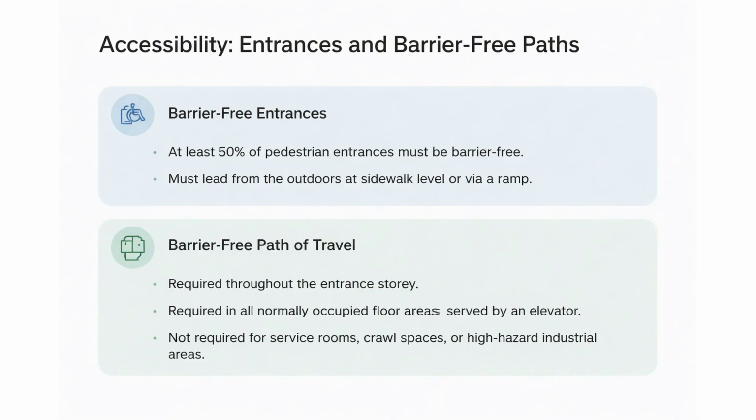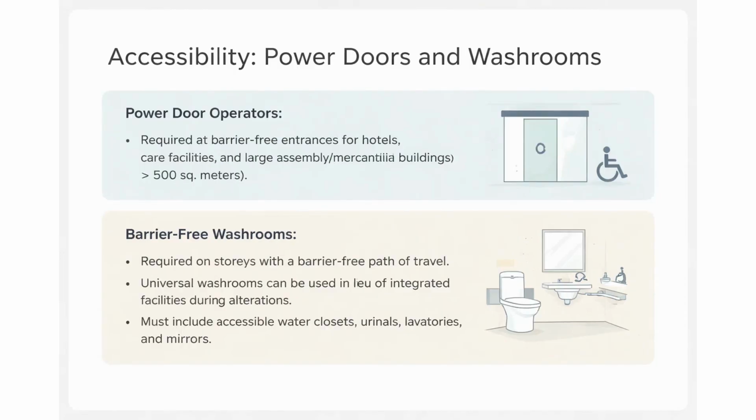Finally, let's look at power doors and washrooms. Power door operators are mandatory at barrier-free entrances for hotels, care facilities, and larger public buildings over 500 square meters. For plumbing, any story that requires a barrier-free path of travel must also have barrier-free washrooms. These must feature accessible toilets, sinks, and mirrors. If you are altering an existing building, installing a standalone universal washroom is an acceptable alternative to retrofitting the general public washrooms. We will explore the specific dimensions and design standards for these accessible features in the next segment.